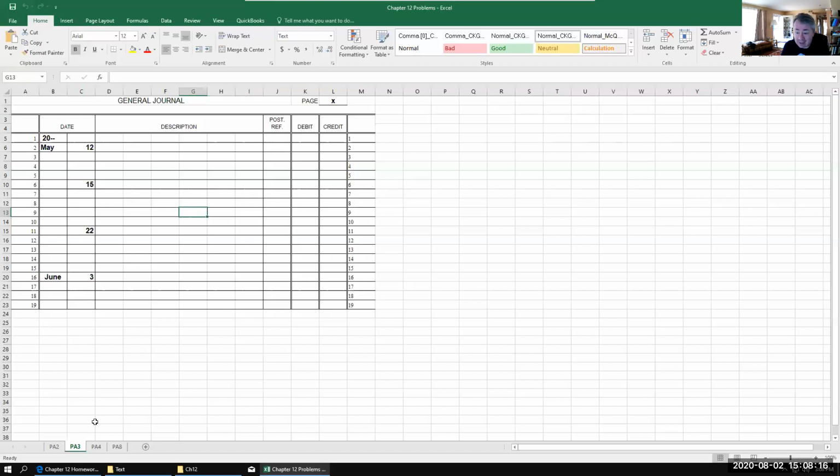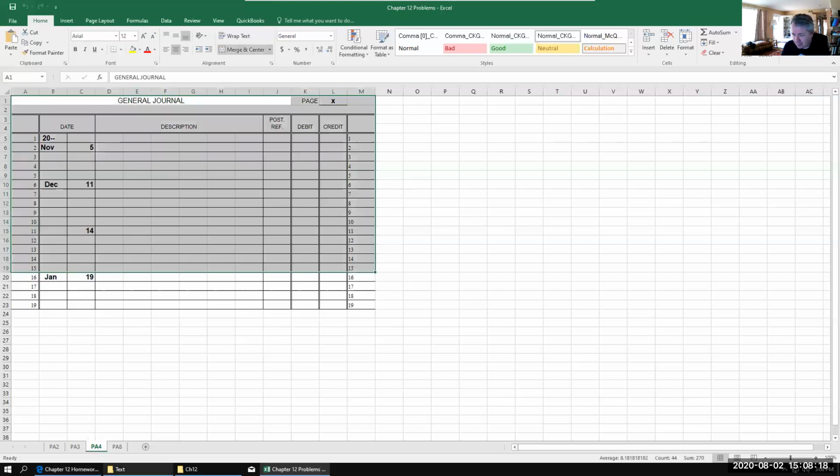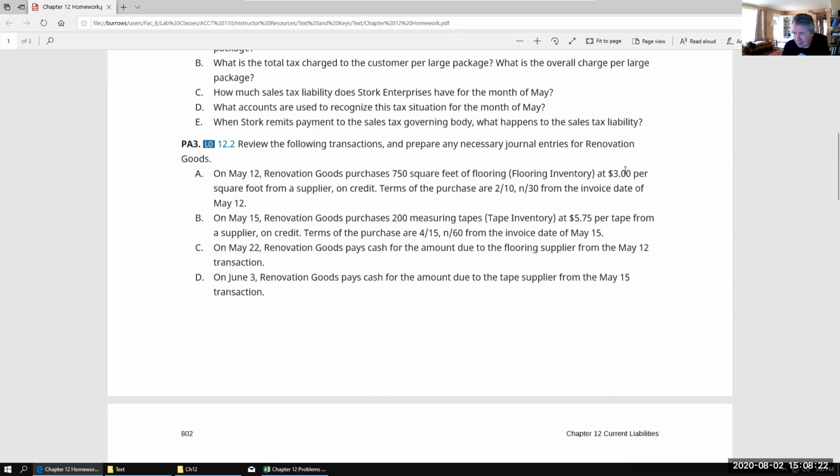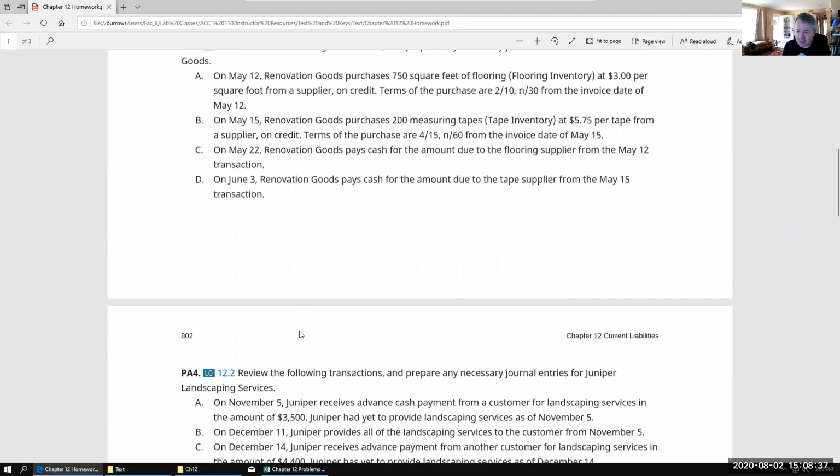Then for PA4, we're going to pop over here and let's just take a look at PA3. So here's this inventory. You've got to make sure that you're getting the calculations. That many square feet, that's how much it is per square foot. Calculate that stuff out. Same thing here, and then you got to pay for it.